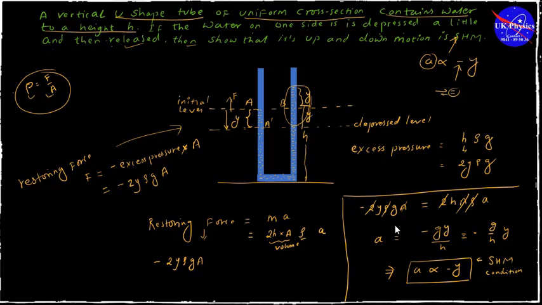Thus we can see that the to and fro motion of the liquid inside the tube is simple harmonic in nature, and the acceleration is just minus g y upon h.